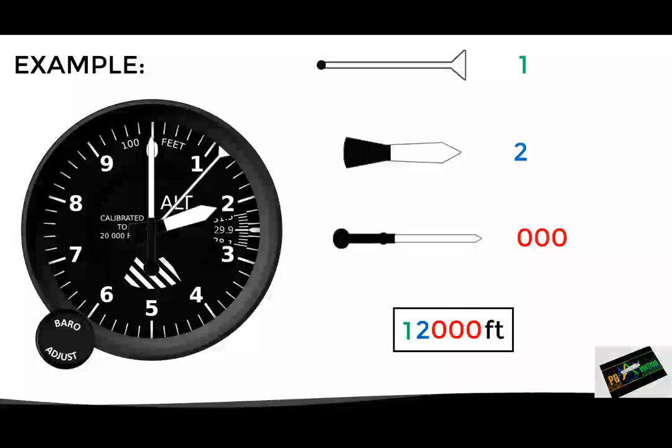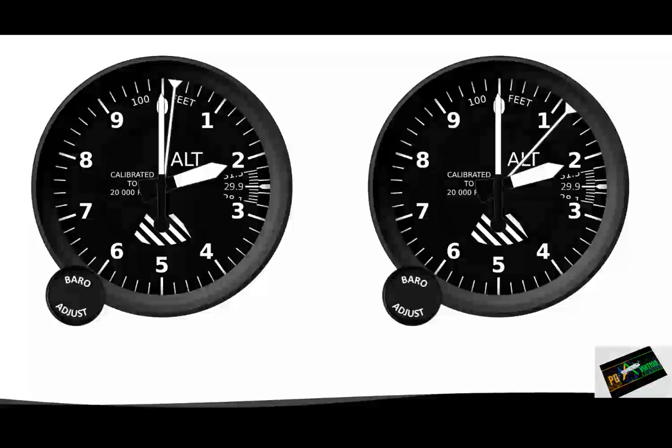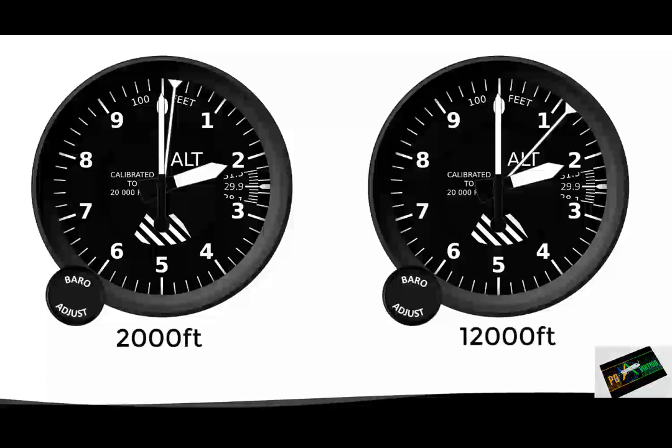Now, the use of this 3-needle system results in a little problem. If we observe these 2 altimeters, we can see that the short and long needles are in the same position. However, the altimeter on the left is indicating 2,000 feet, while the one on the right is indicating 12,000 feet. So the only way to notice the difference is by looking at the triangular needle, which sometimes can be difficult to see, especially under high workloads. So it is likely that an unaware pilot may misinterpret the reading.